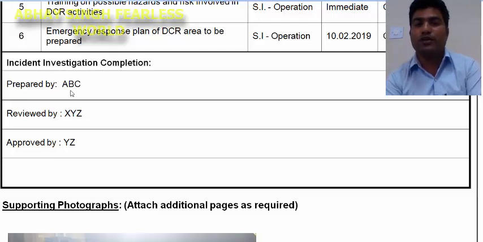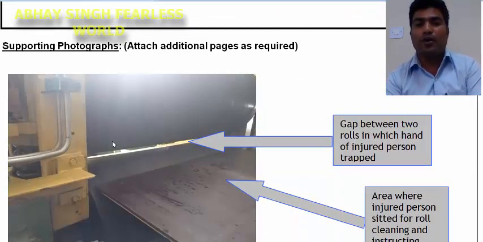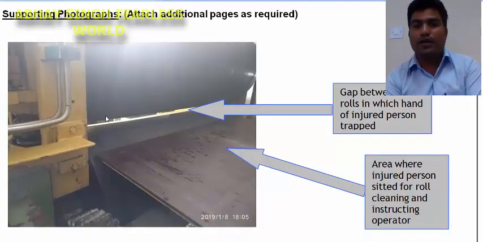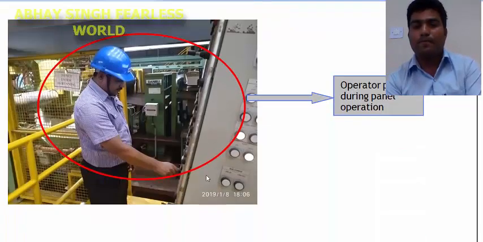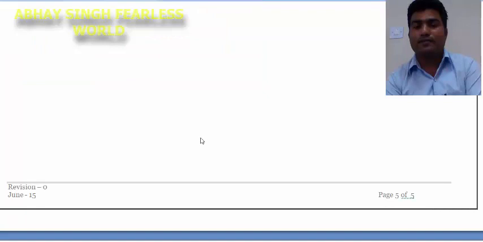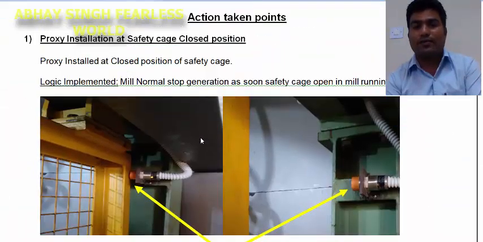At incident investigation completion, under prepared by, you have to put the name of the person who has prepared the incident investigation report, and under reviewed by, the name of the person who has reviewed this incident investigation report, and also the name of the person who approved it, that means a senior person. I have already shown you this picture, supporting photographs of the place where the incident happened, and also where the panel was, and from where this was operated.